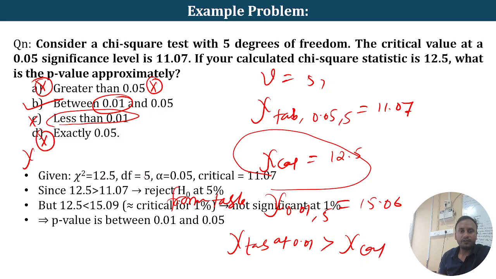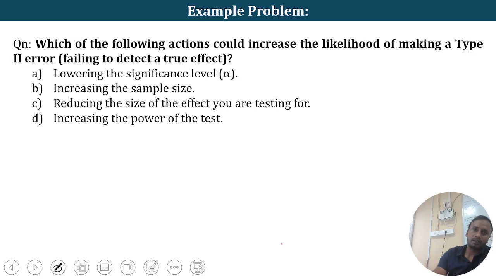We can see here chi-square given, degree of freedom given, alpha is given, critical value is given. Since 12.5 is so, we have to reject the null hypothesis at 5%. But at 12.5, for the critical value of the 1%, not significant. So the p-value will always be 0.01 to 0.05. I think hopefully this is clear. Now we have the next question.